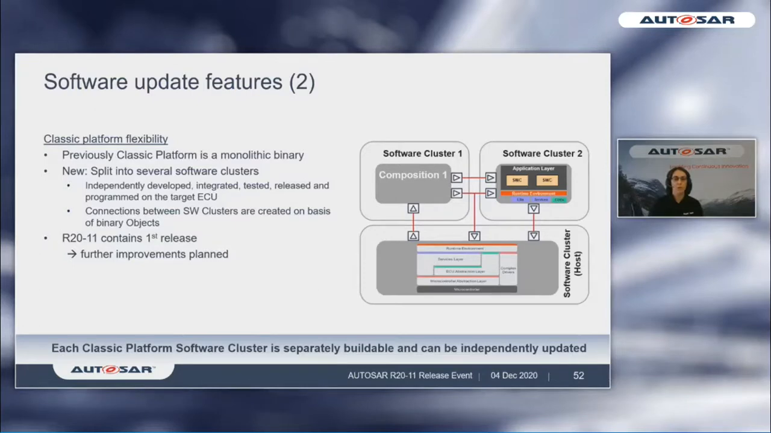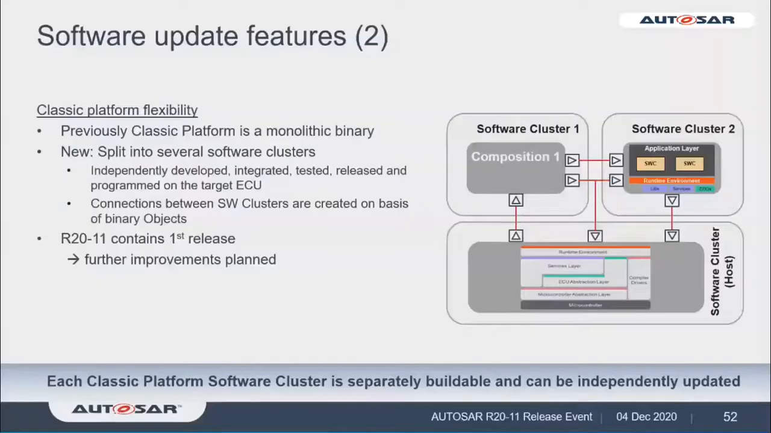The basic software forms the host software cluster, and you can design and split your application layer into different compositions, which can be independently developed, tested, released, and programmed on the target ECU. The connection between these individual software clusters is based on binary objects. With this release, we have a first version of this now introduced, but we already have a roadmap of more improvements to come here so that you have more flexibility in designing your software clusters. So from this release on, you can split your classic platform into separate compositions, which are separately buildable and can be independently updated. Next slide.